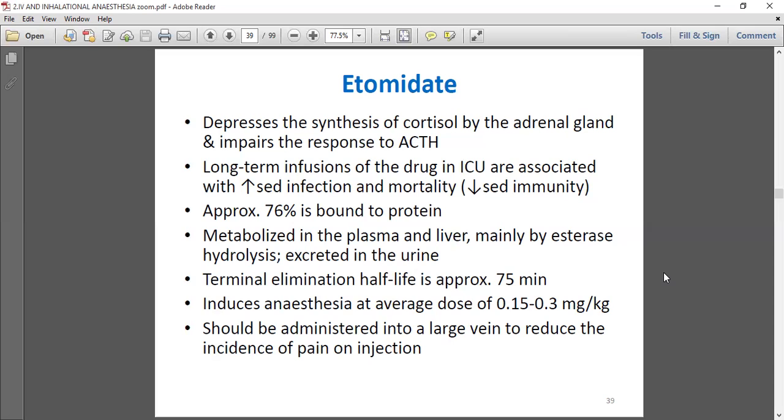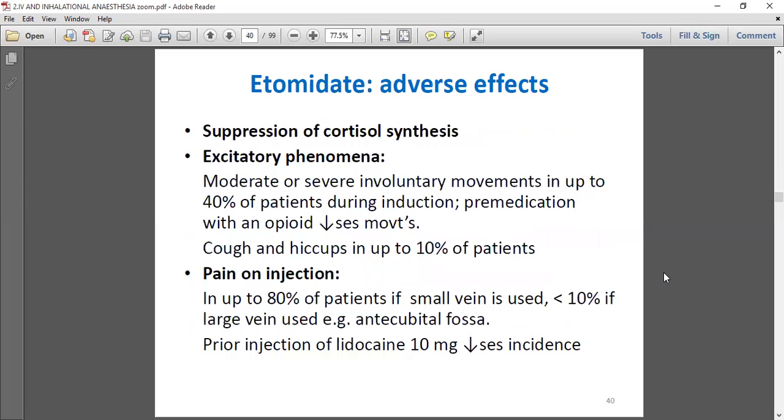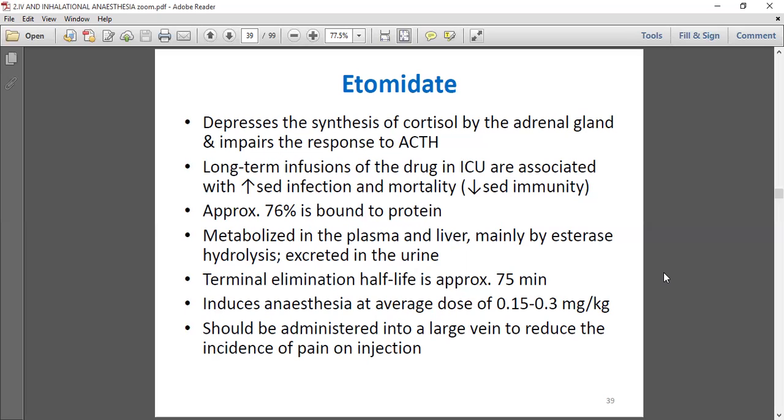Now we are on etomidate, members. I was trying to help you recap sodium thiopental, but now we are back. Terminal elimination half-life is approximately 75 minutes. It induces anesthesia at an average dose of 0.15 to 0.3 milligrams per kg. It should be administered into a large vein to reduce the incidence of pain on injection. So, adverse effects of etomidate.